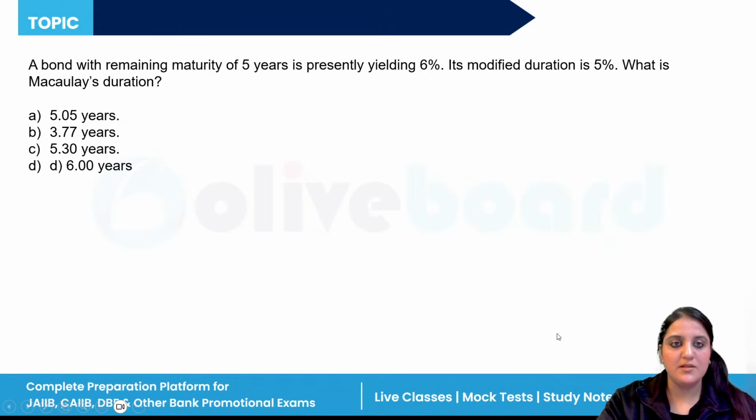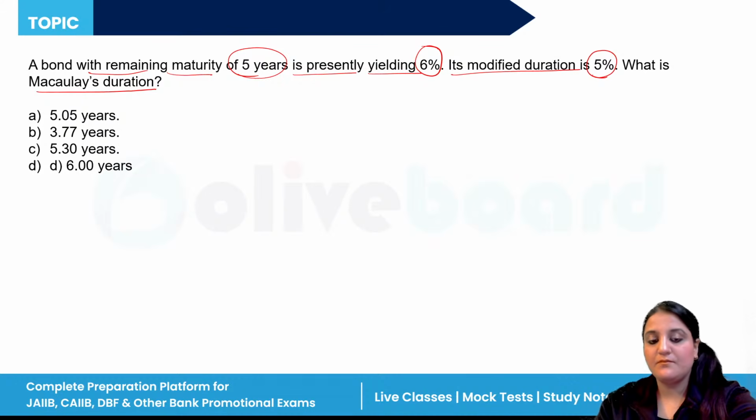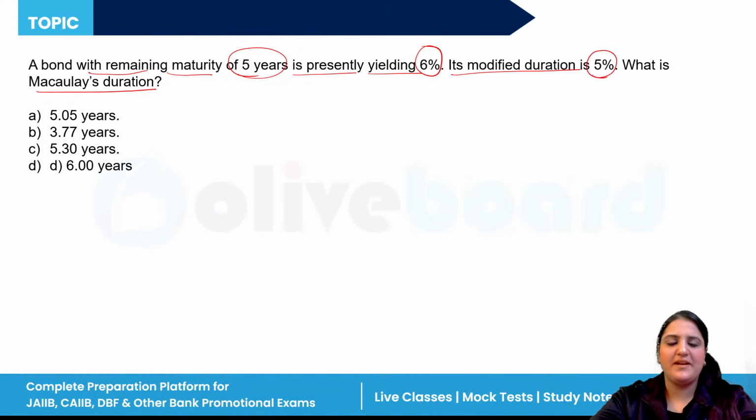So next question is the same. We have to calculate the Macaulay duration. A bond with the remaining maturity of 5 years is presently yielding 6%. If its modified duration is 5%, so what is Macaulay's duration? You can expect the question from Macaulay, modified. These are very favorite of CAIIB.